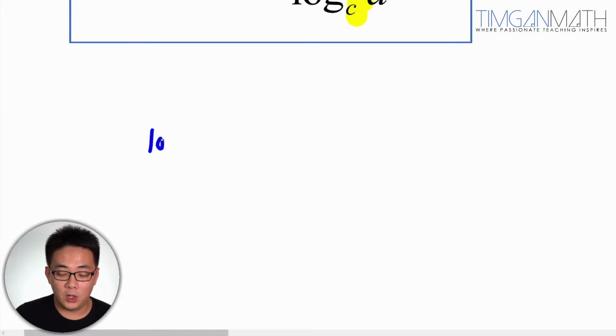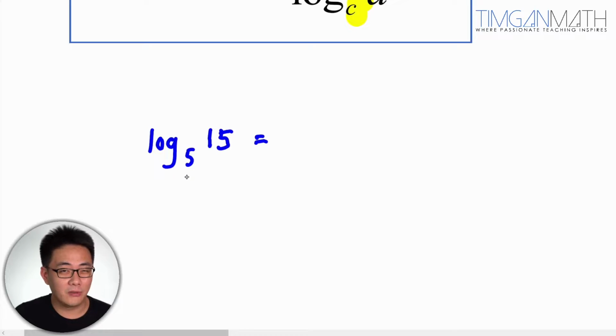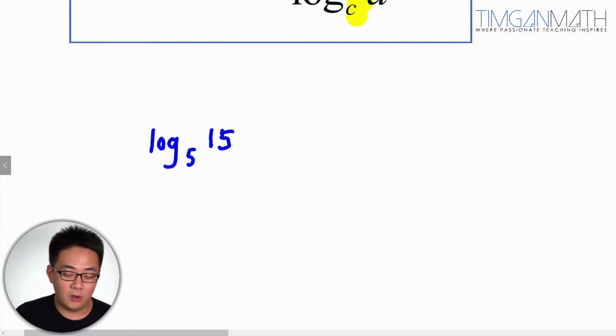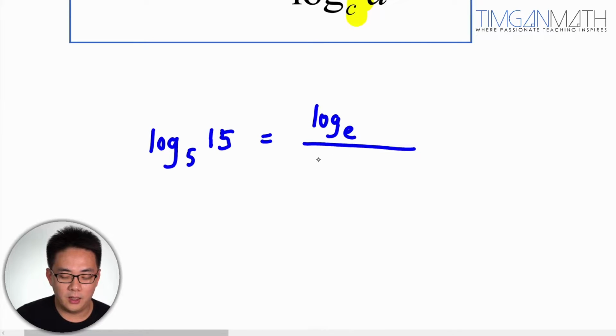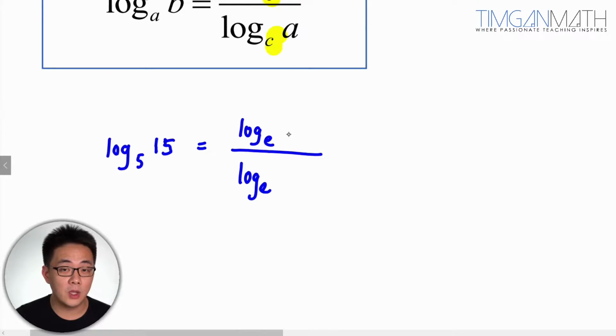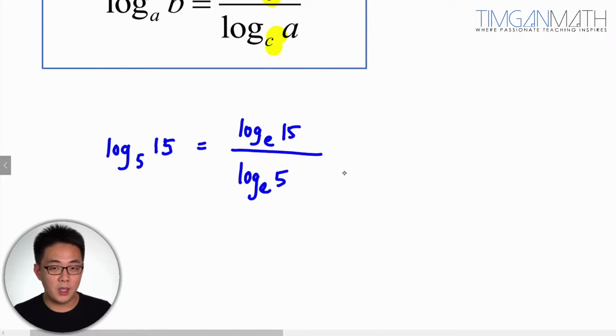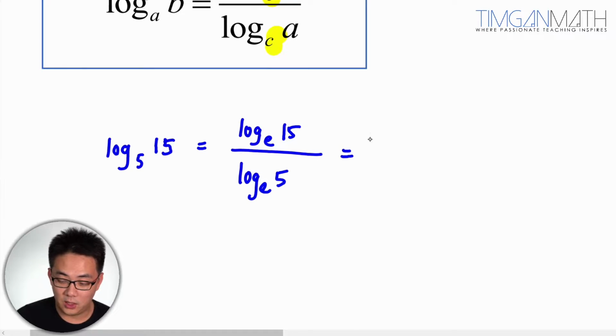For example, if I have log base 5 of 15, and I don't really like the base of 5 and I prefer the base of e, the natural constant e, I could just write log base e and log base e. What I need to do is put the 15 on top and the 5 below. The one on top goes on top, and the one below goes below. And I could just write this as ln 15 over ln 5.